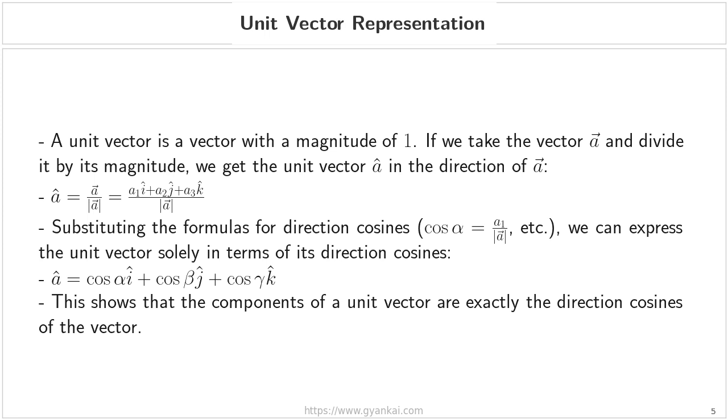It shows us that the components of a unit vector are not just random numbers. They are exactly the direction cosines of the vector itself. This connection is incredibly powerful because it means that if you know the direction cosines, you already know everything you need to construct the unit vector for that direction. This will be very useful when we move into our practical example in the next slide. Now that we have established how to calculate the individual direction cosines, let's bring everything together to see a very elegant property of vectors.